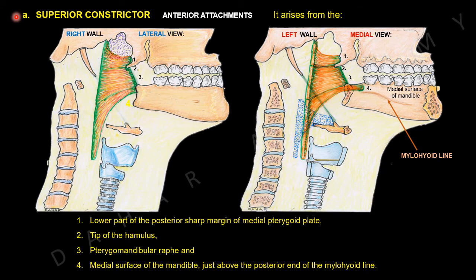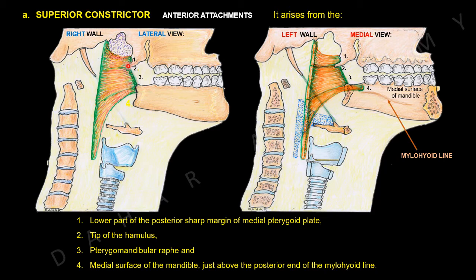Now we are going to talk about the attachments of the individual muscles. We are going to start with the superior constrictor muscle. We are going to talk about the anterior attachment. Look here very carefully. We have two diagrams. They are totally different views.